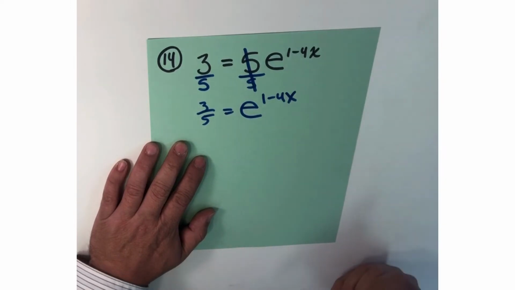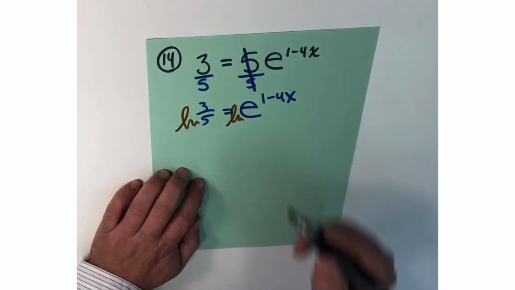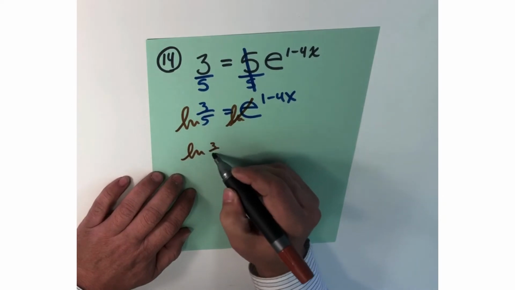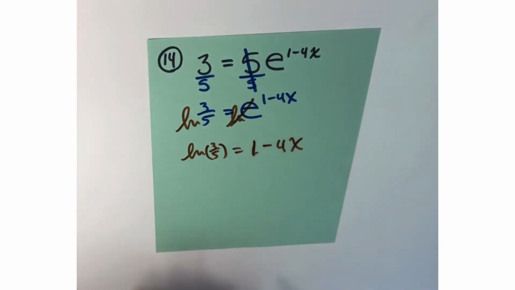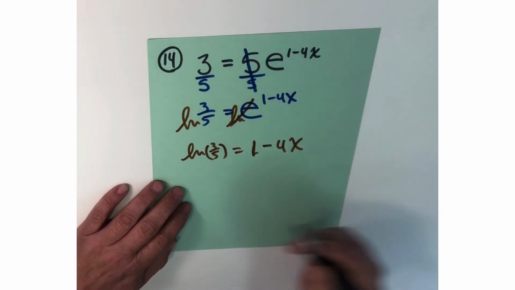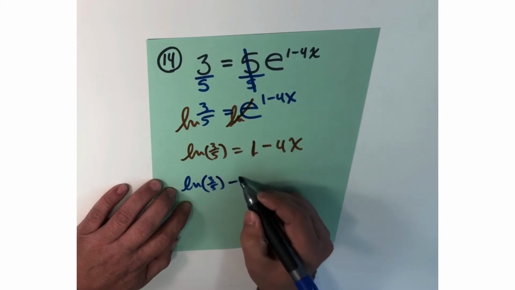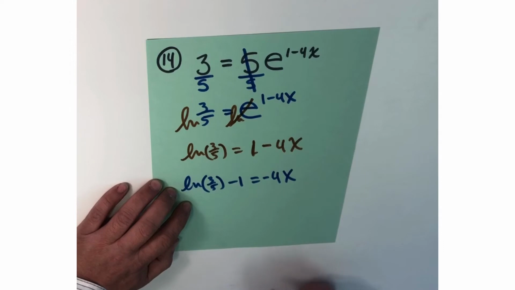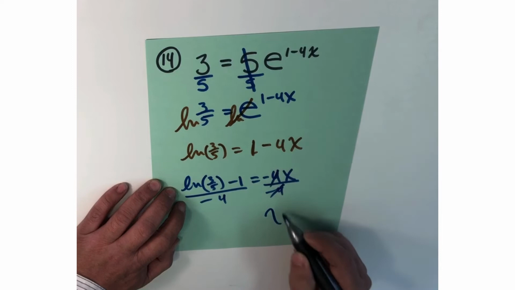And how do I get rid of the e? Yes, you ln it, and these guys go away. So now I got ln of 3/5 is equal to 1 minus 4x. If you just do the math, as normally you would, this is the ln of 3/5 on the calculator minus 1 is equal to negative 4x. The final step will be for you to divide everything by negative 4, and then you'll get x.